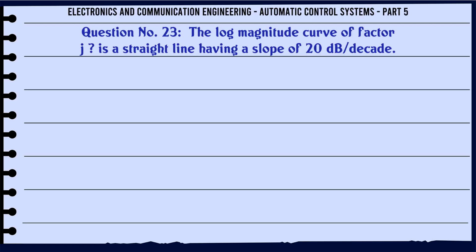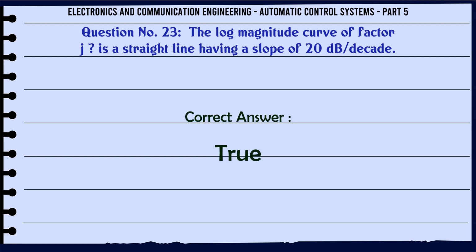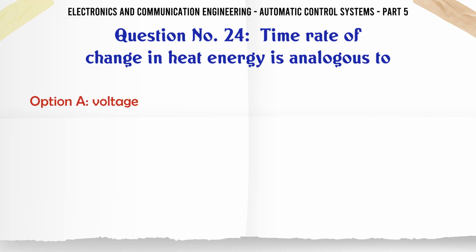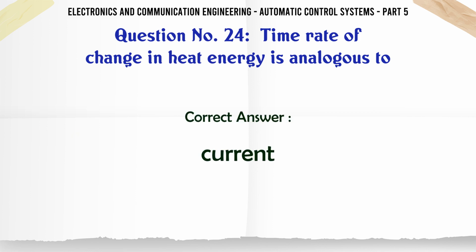The log magnitude curve of factor jω is a straight line having a slope of 20 dB per decade. A. True, B. False. The correct answer is true. Time rate of change in heat energy is analogous to A. Voltage, B. Charge, C. Current, D. Voltage gradient. The correct answer is current.